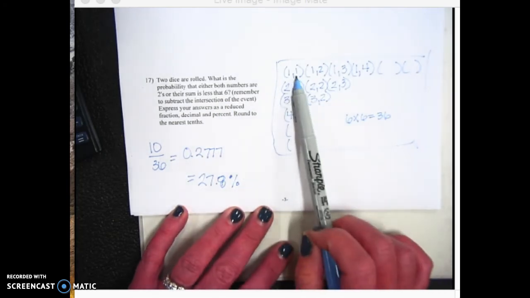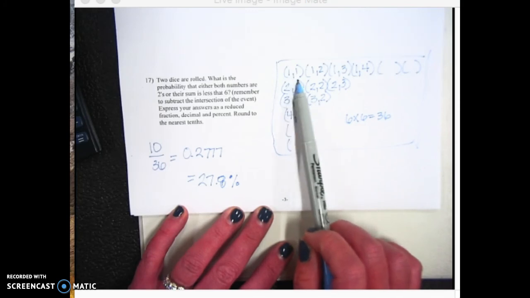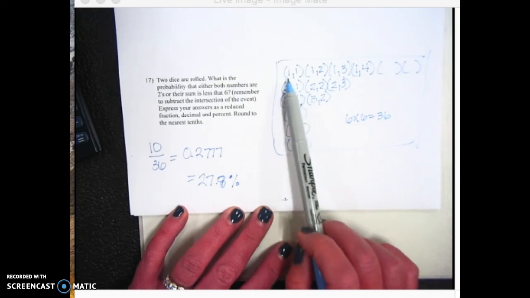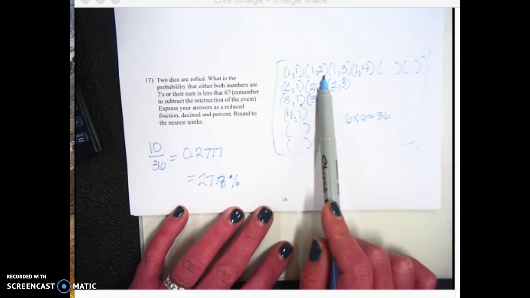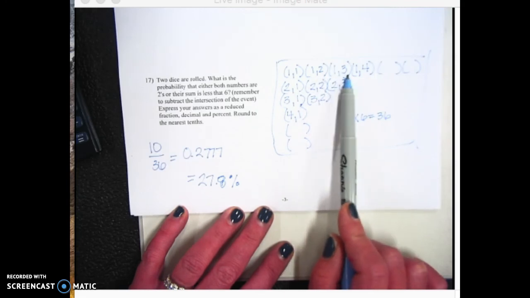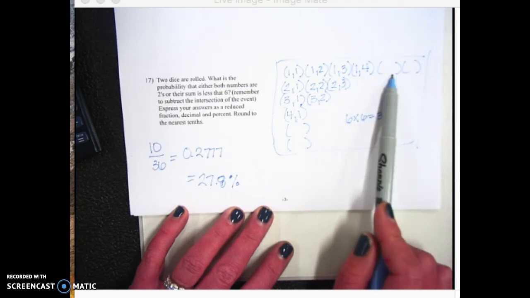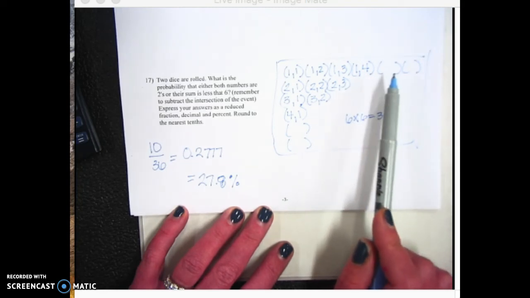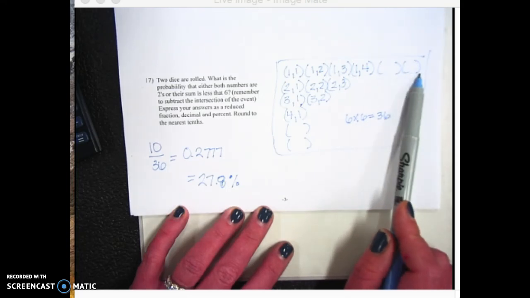So for me, it helped to start writing out what are the possibilities of what I could roll with the 2 dice. So I could roll a 1 and a 1, and that's less than 6. I could roll a 1 and 2. That's less than 6. I could roll a 1 and a 3. That's less than 6. I could roll a 1 and a 4, which is less than 6. I could also roll a 1 and a 5, but that is greater, or well, equal to 6. And so is 1 and 6.